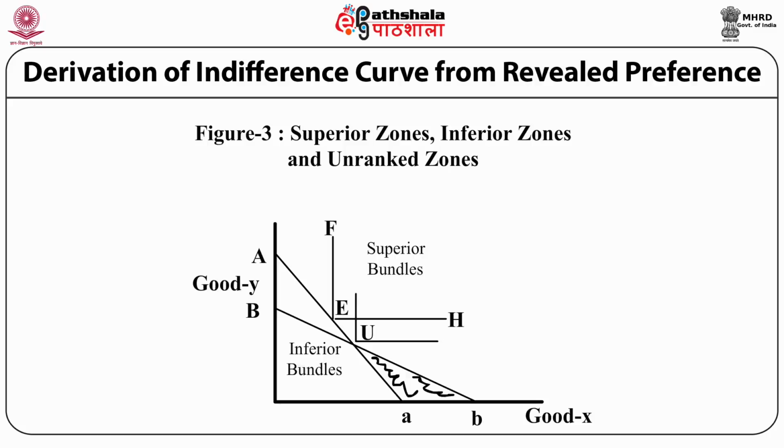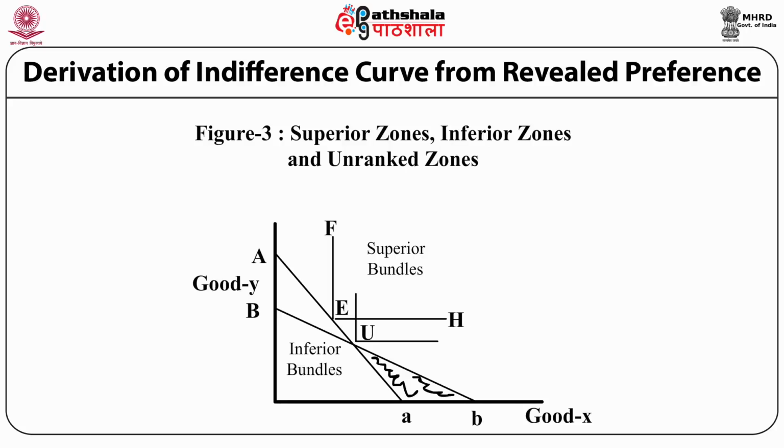With this budget line, let us further assume that the consumer chooses bundle E, which is on the line capital A, small a. If this is the case, then all the other combinations of the two goods X and Y on the line AA and below it denote inferior bundles to point E.